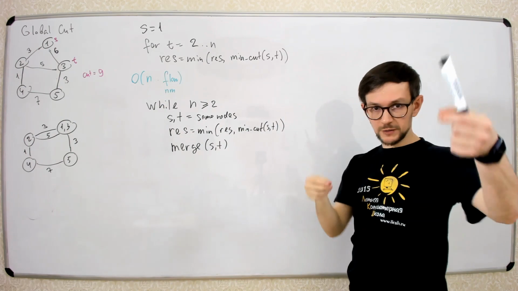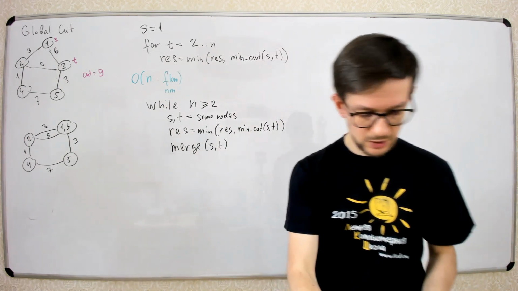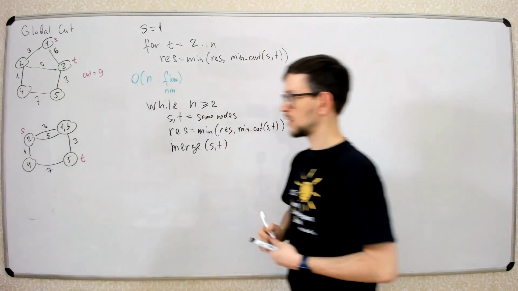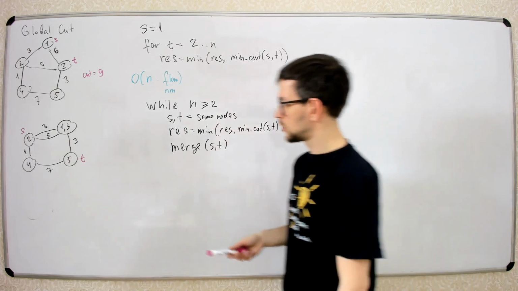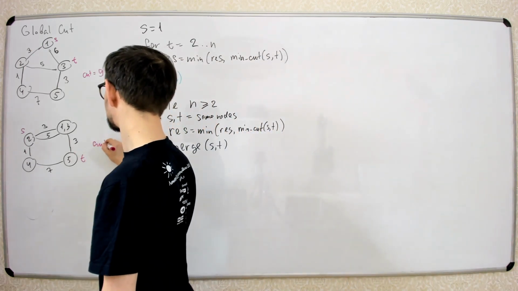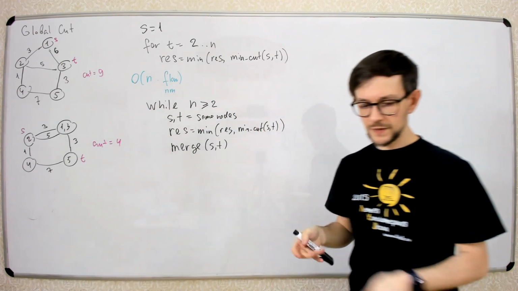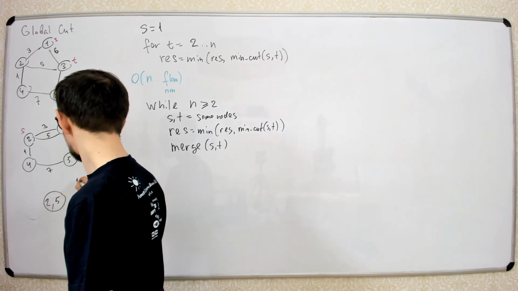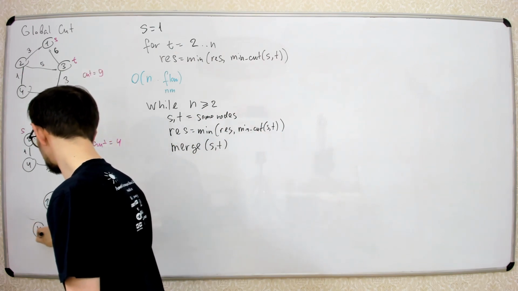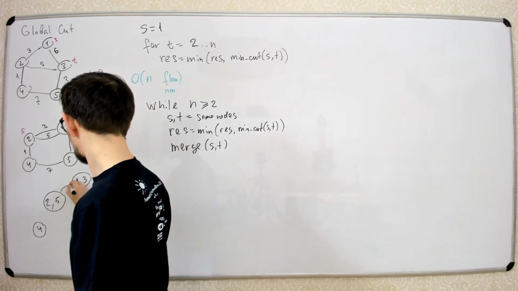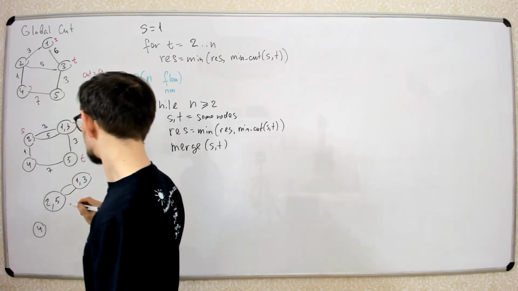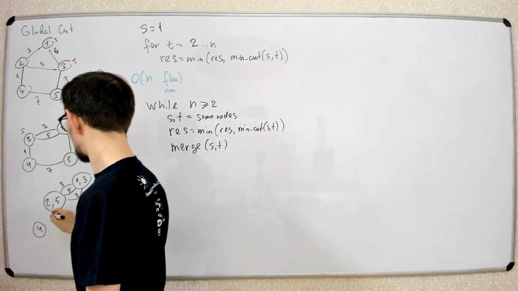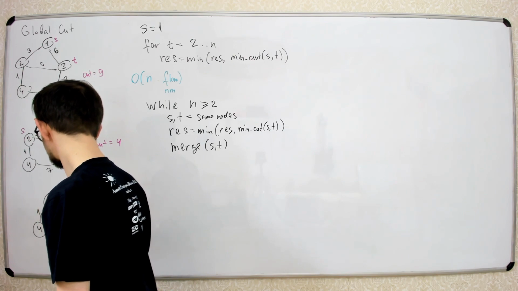Now again, you select two random nodes. Let's say we pick this S and this T. Find the minimal cut between these two nodes. It will be 4, right? And then merge them. So we merge nodes 2 and 5, and here we have 1 and 3, and here we have 4. And we have edges 3, 5, and 3 again, and we have edges 1 and 7.